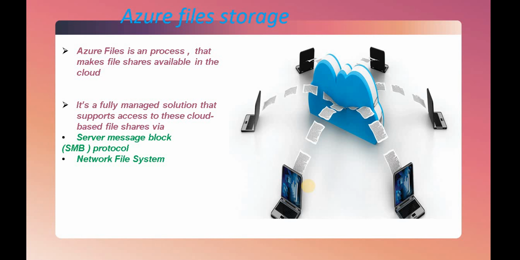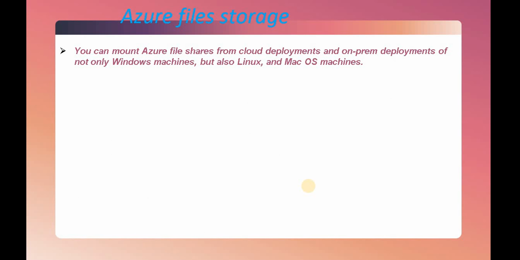Azure file is a process that helps us to make file shares on the cloud. It is a fully managed solution and it supports access to the cloud-based file using the SMB protocol, or Server Message Block protocol, and using the Network File System. Apart from that, we can mount Azure file share from cloud deployment and on-prem deployment. It is not only for Windows machines, we can even get it on Linux and Mac OS machines.